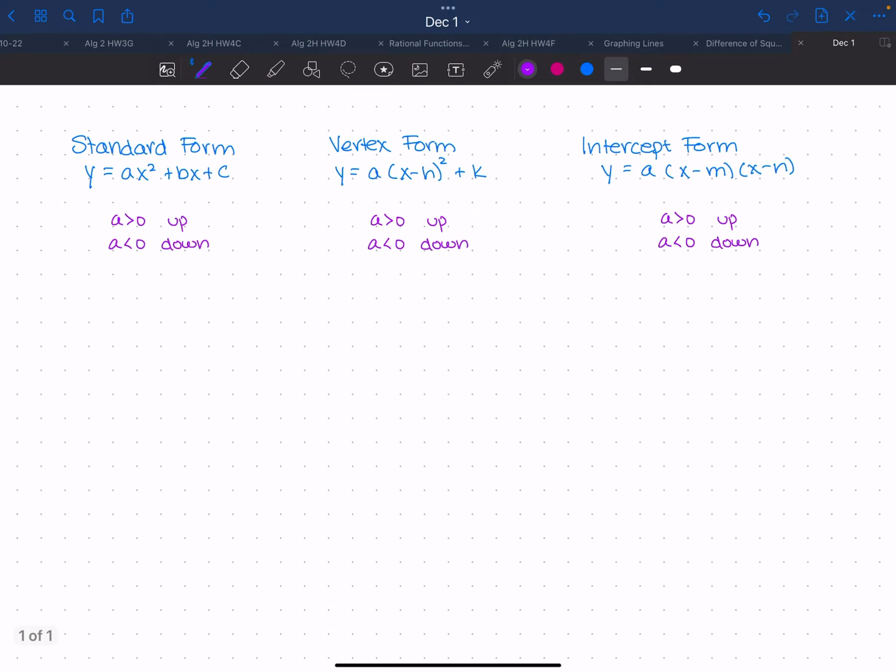But there's some more information that some of these forms say. Vertex form tells us the vertex. Remember, the vertex is always at (h, k). We can also find the axis of symmetry, which is at x equals h. Standard form, I don't know if you remember, you actually find the axis of symmetry first.